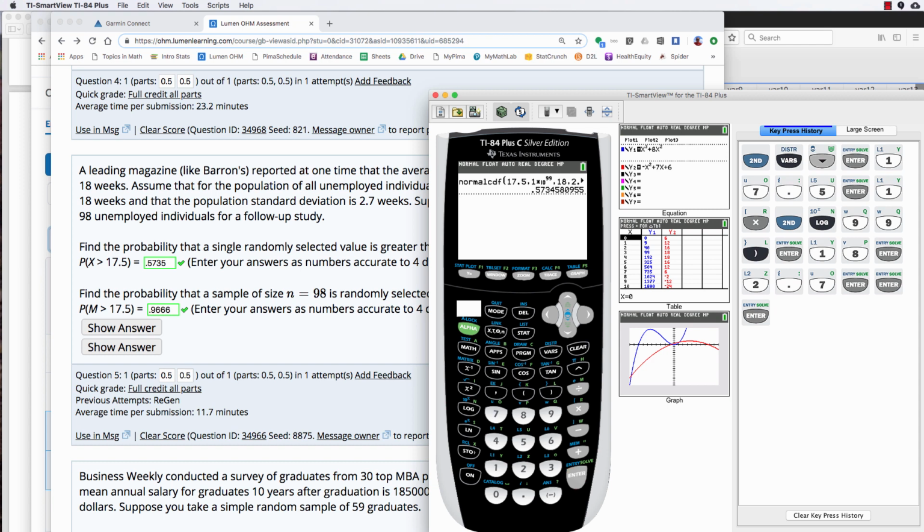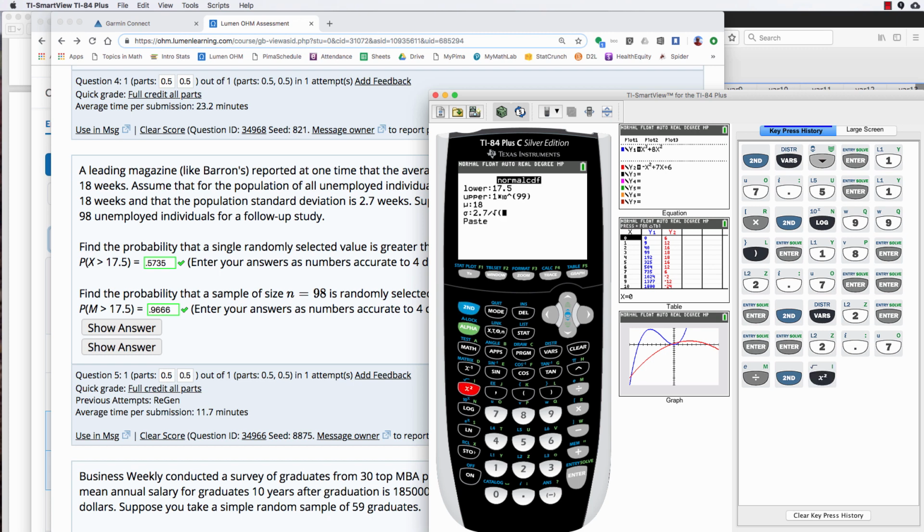To do the next problem, we do basically the same thing. We do the normal distribution. But here, the standard deviation is going to change to 2.7 divided by the square root of 98. And then we enter that and we get a value of 0.9666.